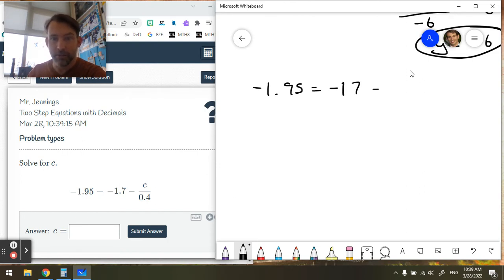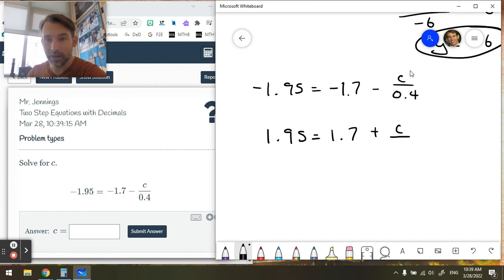So right now, I would like to clear away, actually, I could clear away all the negatives. Here's a trick I could use. I can multiply both sides of this equation by negative 1. This is what I would get: 1.95 is equal to 1.7 plus c over 0.4. Okay. I just flipped all the signs on both sides. There's another thing you're allowed to do. It's the same thing as multiplying both sides of the equation by negative 1. Okay. Clears all the negatives.